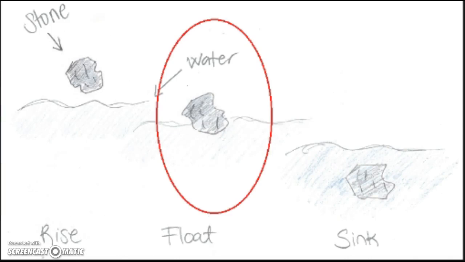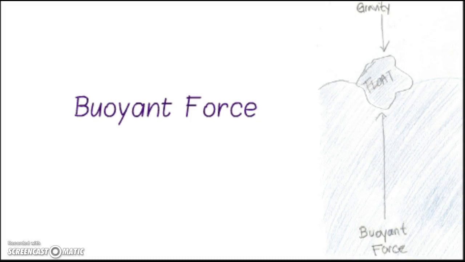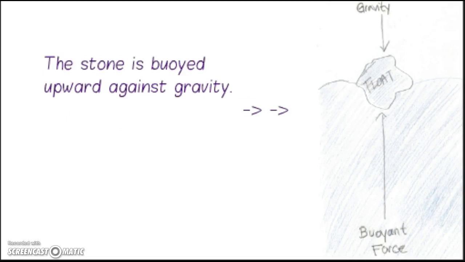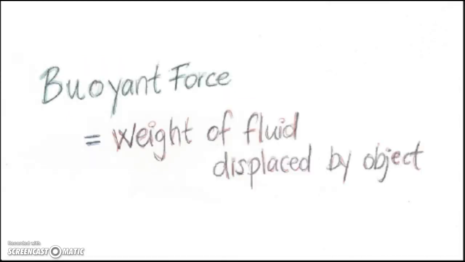Now we all know that throwing a stone into water will sink, but let's just say it floats. This is due to the buoyant force, which means the pressure on the bottom of the stone is greater than the pressure on top. This creates an upward force that's greater than gravity. The buoyant force creates an upward lift on an object, and is also equal to the weight of the fluid displaced by that object.